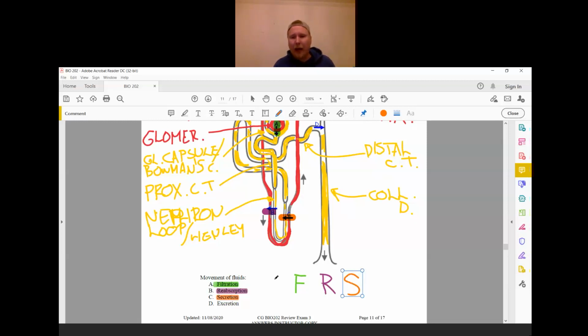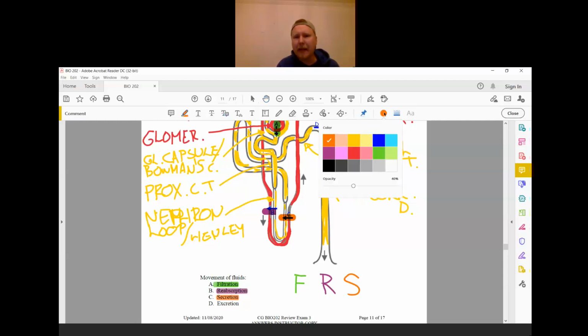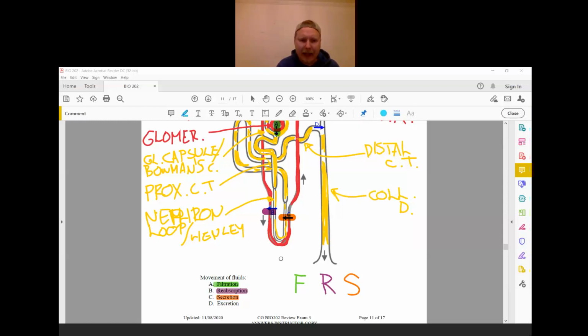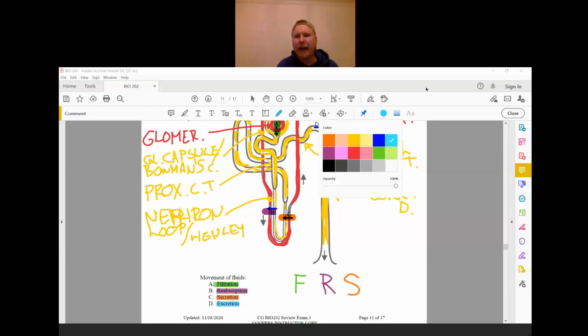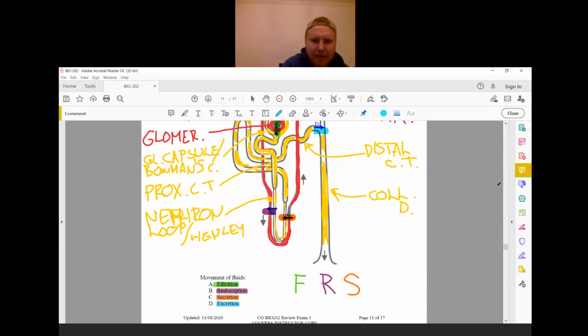And the final one that I want to map here and mark for us is gonna be the excretion. And excretion is basically just whatever gets put out from the nephron as the urine that leaves the nephron and then gets dumped into the collecting duct.